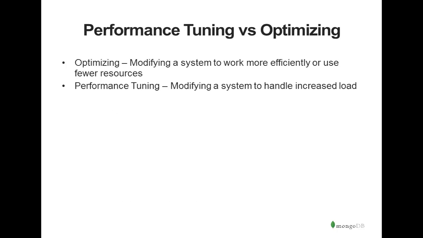So first I'd like to define my terms. The title of this webinar is Performance Tuning and Optimization. So what do we mean? What's the difference between performance tuning and optimizing? I stole a few definitions from Wikipedia. And I'm going to define optimizing as modifying a system to work more efficiently or use fewer resources. So optimizing is really about efficiency. It's about doing things in an efficient manner, and it's about resource utilization.